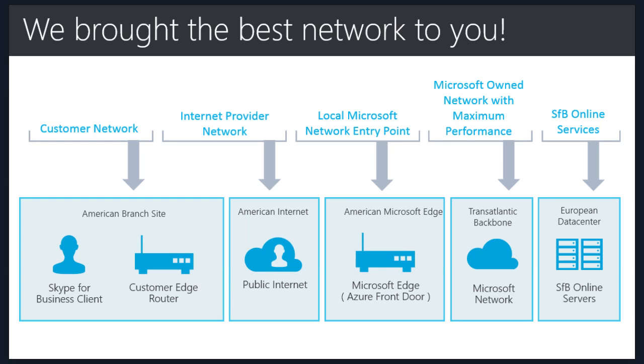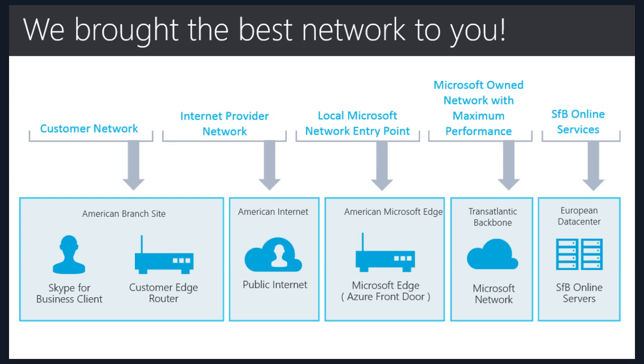What would happen is that this European customer with this American branch site would actually have that customer network with the Skype for Business client and the customer edge router. It would go onto the American internet for that American branch site's ISP. It would then find the nearest Microsoft Edge, which would be in the US. As soon as it finds that edge, the rest of the traffic would flow between the Microsoft Edge over the Microsoft network, also traversing the transatlantic backbone over the Microsoft network, and then reaching the Skype for Business Online servers.